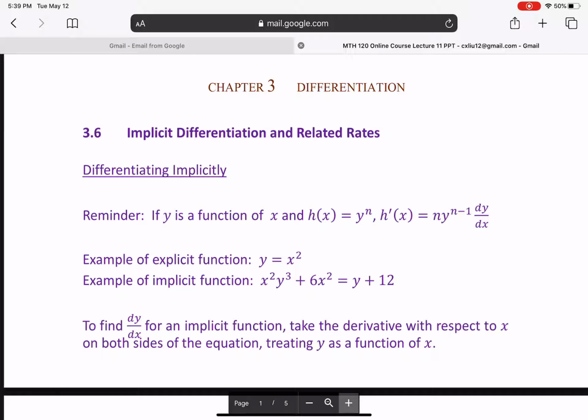If y is a function of x and h of x equals y to the n, then the derivative of h with respect to x, h prime, is equal to n times y to the n minus 1 times dy over dx. There are two types of functions.